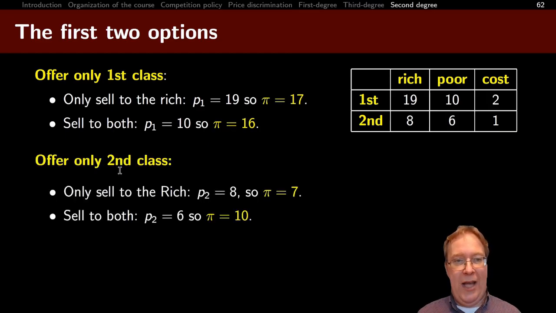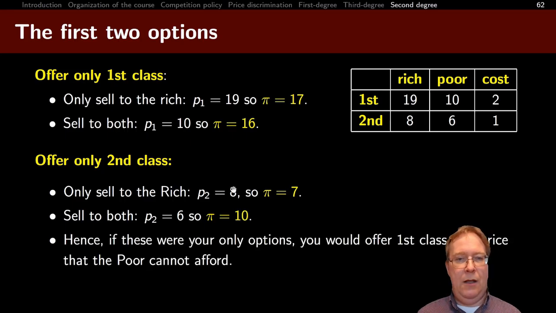What if I only offer second class? Same logic. If I only sell to the rich, I can charge a price of, sorry, a price of 8. That's this entry. Profits will be 7. If I sell to both, I could charge a price of 6. Profits would be 10.